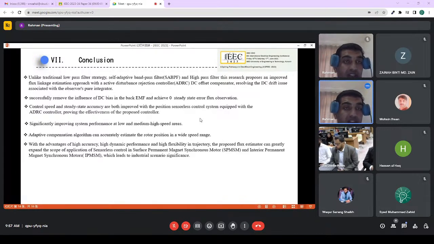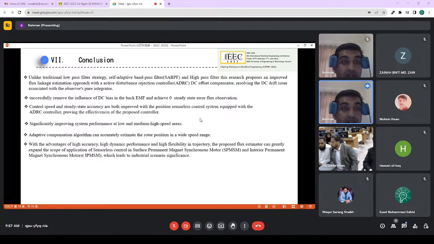Control speed and steady-state accuracy are both improved with the position sensorless control system equipped with the ADRC controller, proving the effectiveness of the proposed controller. System performance is significantly improved in the low and medium high speed area. The adaptive composite algorithm can accurately estimate the rotor position in a wide speed range.